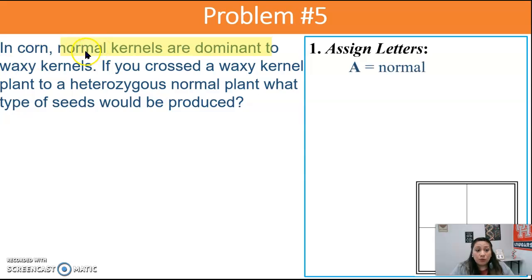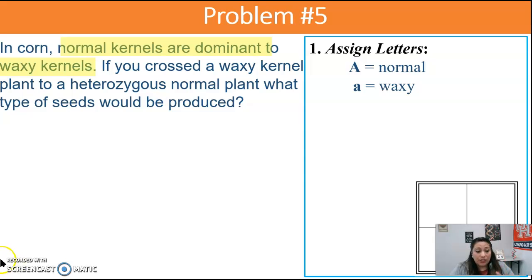Now, since normal says that it's dominant, we're going to write it down as a capital A, and we can pick any letter in the alphabet. In this case, we went with A. So we're going to use capital A for normal because it says it's dominant. And if this one's dominant, the other trait must be recessive, which if we go back to the paragraph, we know that it's waxy.